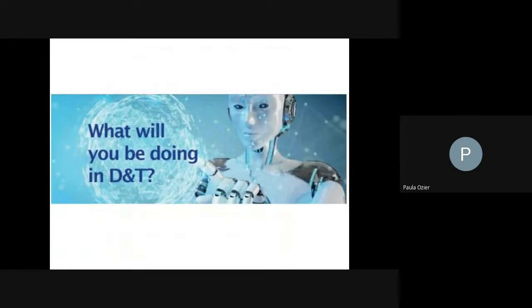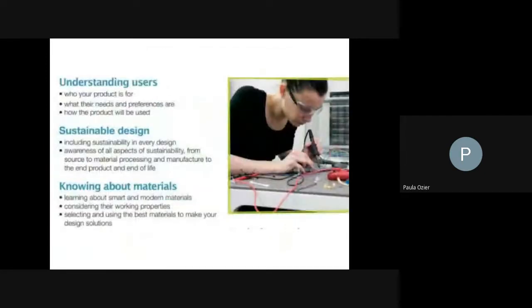So what kind of things will we be doing in DT? So it involves an awful lot of thinking about how we design products and thinking about how they're used. So we seek to understand the users of the products. We think about sustainable design in all aspects, so right from the sourcing of materials to processing them, manufacturing the end product, and what happens to that end product at the end of its life, so how it's disposed of.